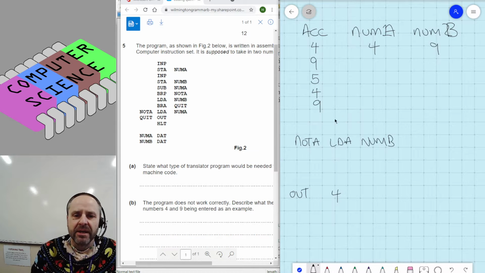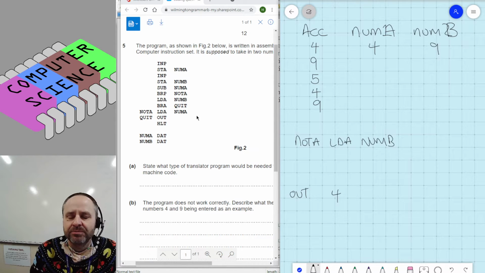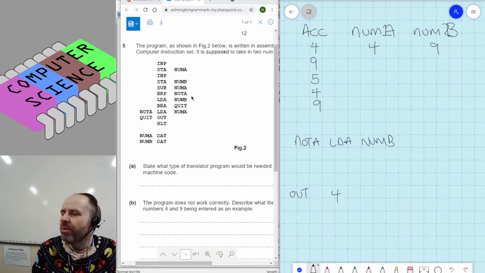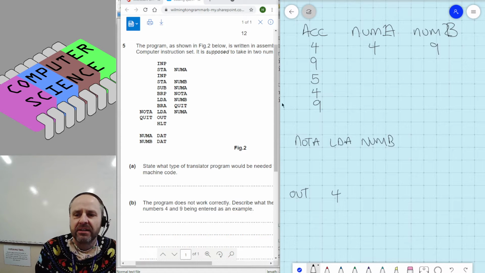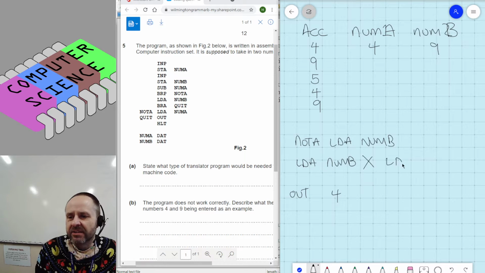Yep. Is the other line correct though? So if it's not positive, it says load num B. Does that need to change? What does it need to change to? Yeah, that needs to be loaded in the A, doesn't it? So the line that was LDA num B, that needs to be rewritten as LDA num A.